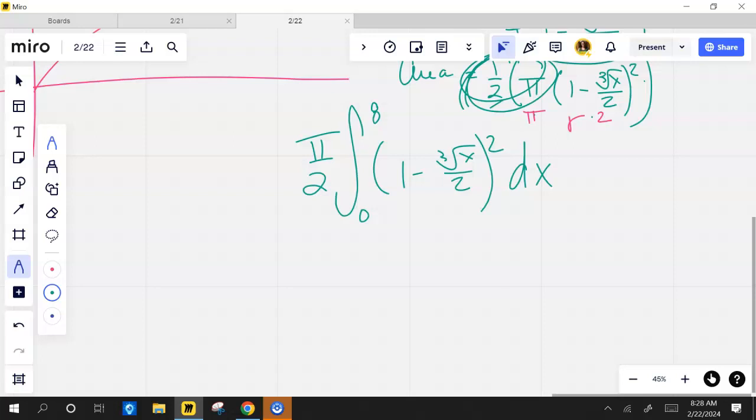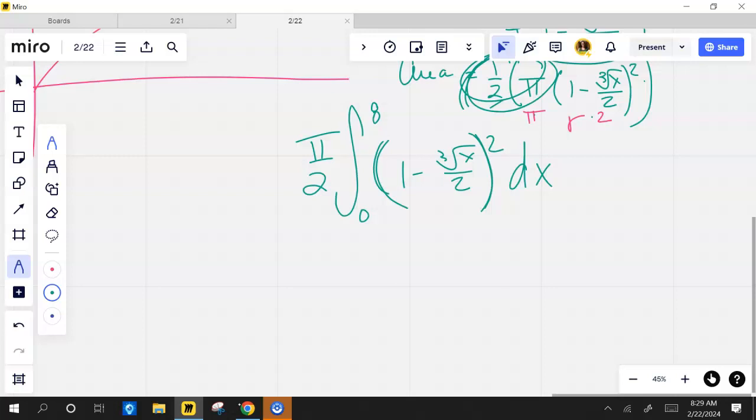Okay, but remember, you still got to multiply it by pi over 2. Make sure you're squaring this whole thing and not just that fraction on the end. That's what I did the first time.